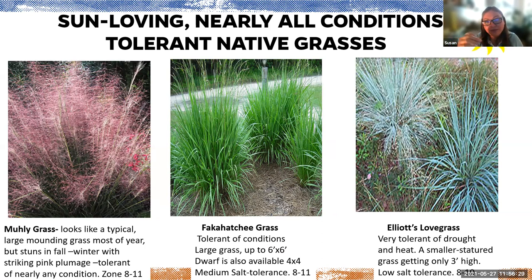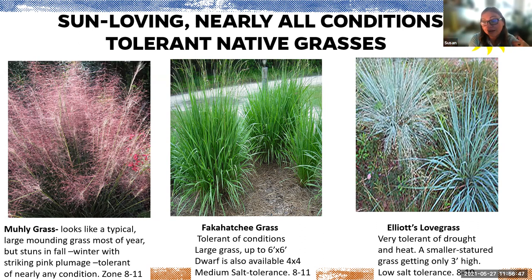Very tolerant plants, salt tolerant, tolerant of any conditions. Same with Fakahatchee grass. There's also a dwarf Fakahatchee grass. The large one gets up to about 6 feet by 6 feet, so it's pretty massive, but the dwarf is better for most landscapes. It's only 4 feet by 4 feet max size.